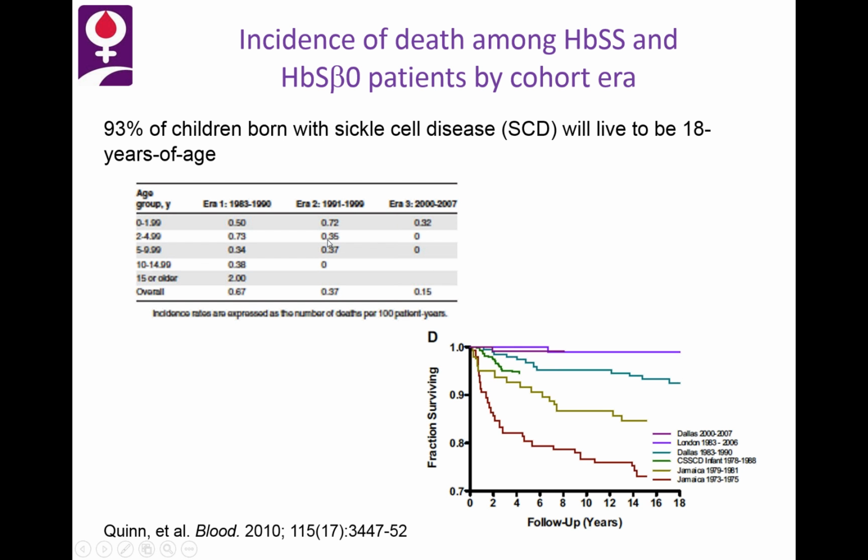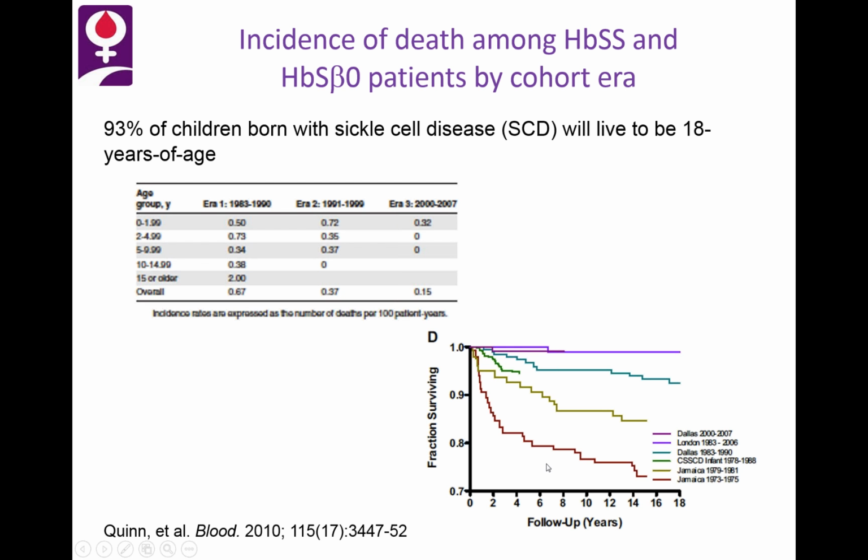This study, published by Quinn et al. in Blood in 2010, demonstrates improved survival in the Dallas newborn screening cohort, which was comprised of 940 individuals. In this top panel on the left-hand side of your screen, you can see that as we moved from the early 60s, 70s, 80s, to the era in the 90s to the 2000s, we decreased infection rates and mortality primarily in children in the first 4 years of life.